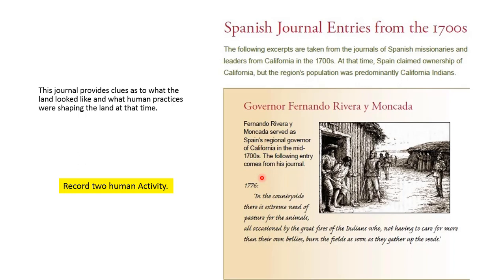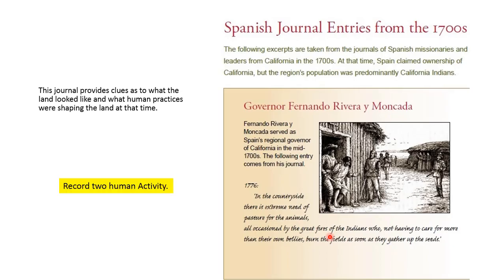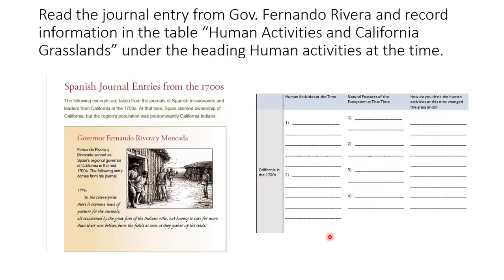What we're going to do is record two human activities from this journal into your worksheet. That would be the worksheet that looks like this. So let's go ahead and go back and read this.